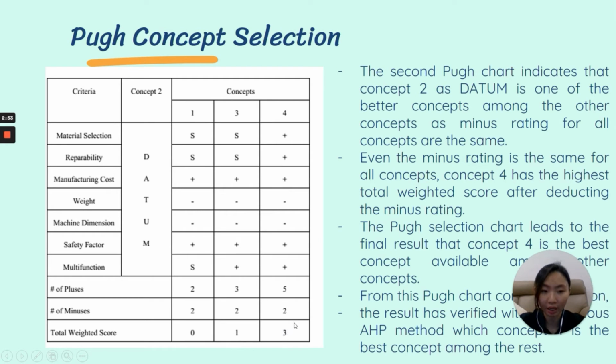The part selection chart leads to the final result that concept 4 is the best concept available among other concepts. From this part chart, the result has been verified with the previous AHP method, which showed that concept 4 is the best among the rest.